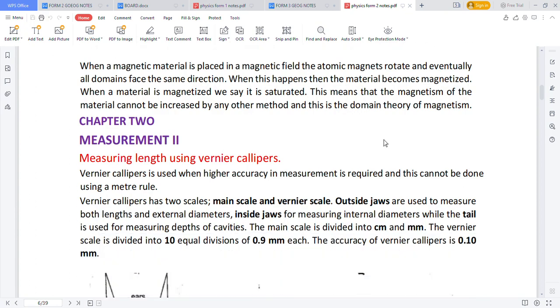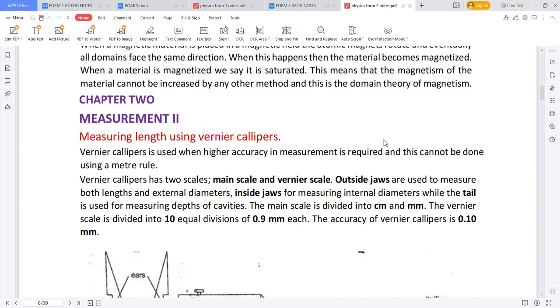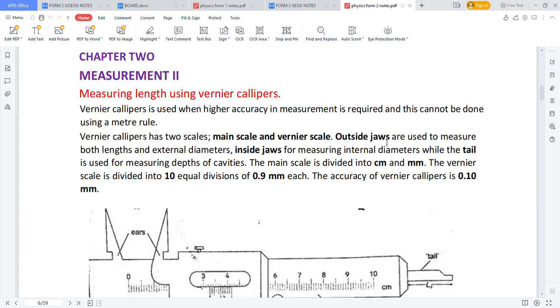Let's move to chapter 2, which is measurement 2. Measurement 2 is a very important topic which is normally set in your exams, and it will be there in paper 1, mostly paper 1. We talked about measurement 1 in form 1. If you missed it, you can check it out.